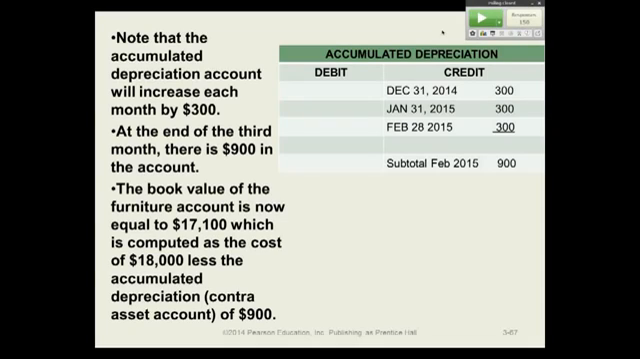Yeah, Amir? Would the balance sheet show the furniture as 17.1 or just that? Now you'd see 2 accounts. So you'd see on the balance sheet furniture, and then underneath that, accumulated depreciation. Okay. All right, now let's just summarize this.